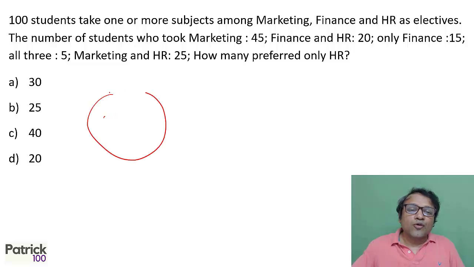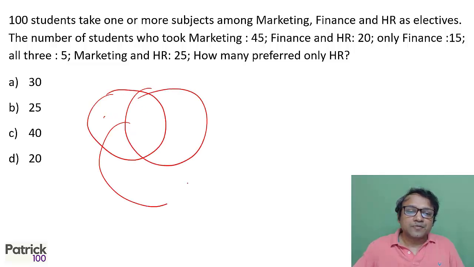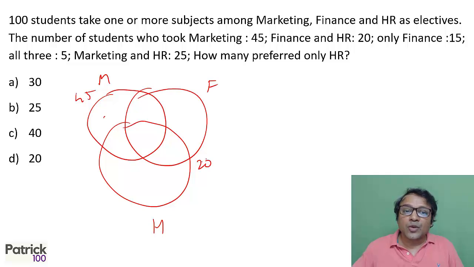This is more of a Venn diagram type. So you have 100 students who take one or more subjects. So you have marketing, finance and HR. Number of students who took marketing is 45. Finance and HR is 20. Only finance is 15. All 3 is 5. Marketing and HR is 25. We want to know how many people have taken only HR.